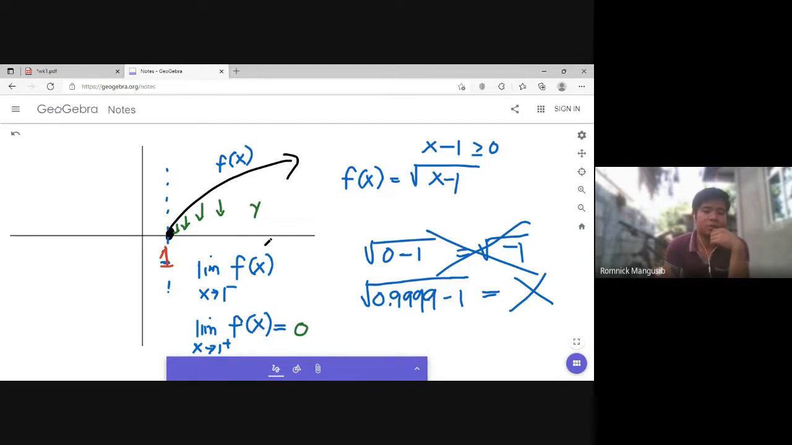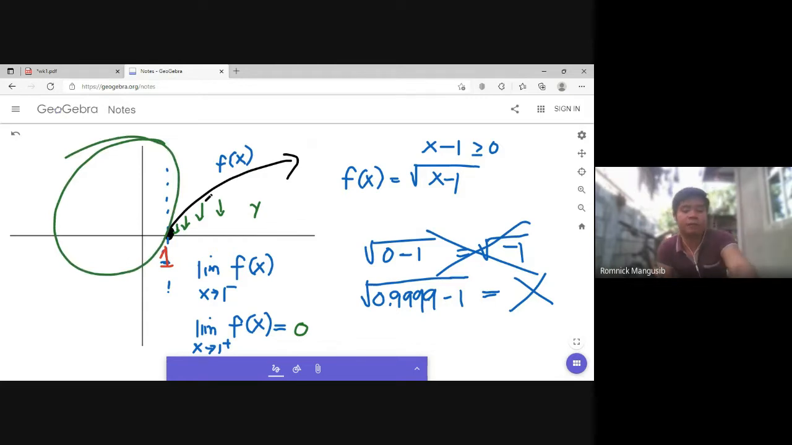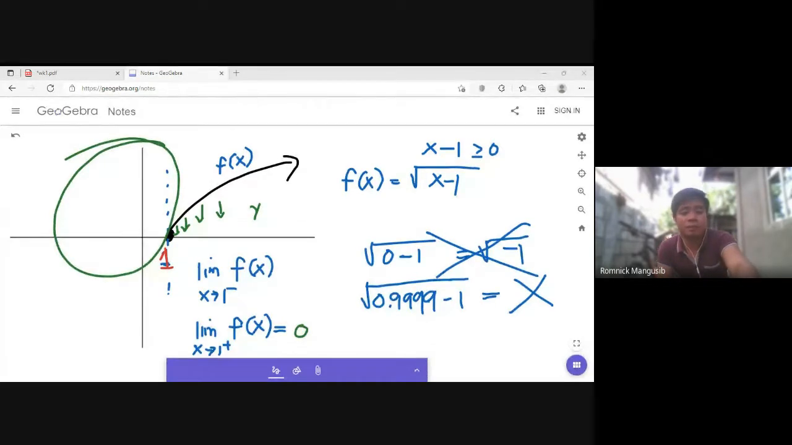Kasi you are approaching 1 from the right. Pero if you are approaching 1 from the left, meron ka bang nakikita? May nakikita ka bang graph from the left of 1? Is it possible for you to have a graph on the left of 1? There's no possibility. Why? Because the domain restricts you on using numbers on the left of 1. The domain. In studying limits, you always talk about domain.